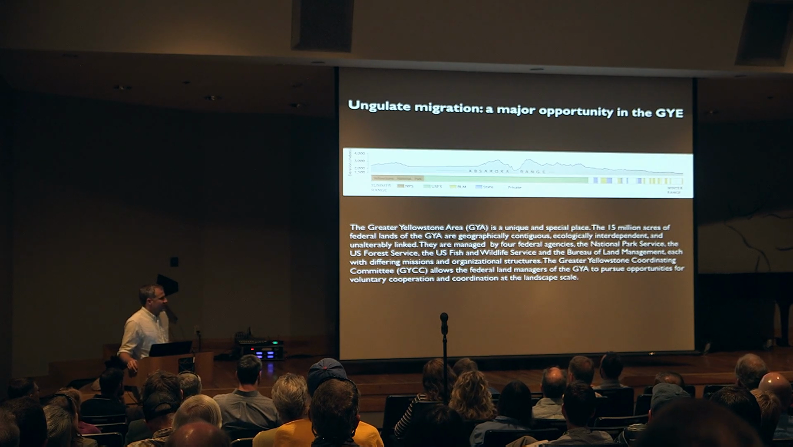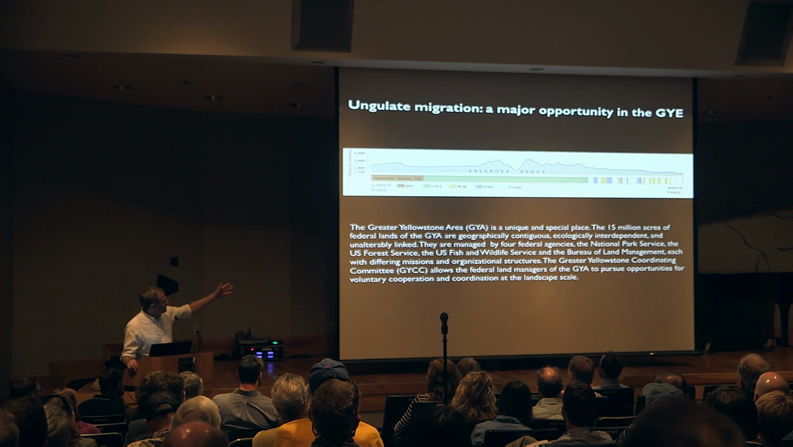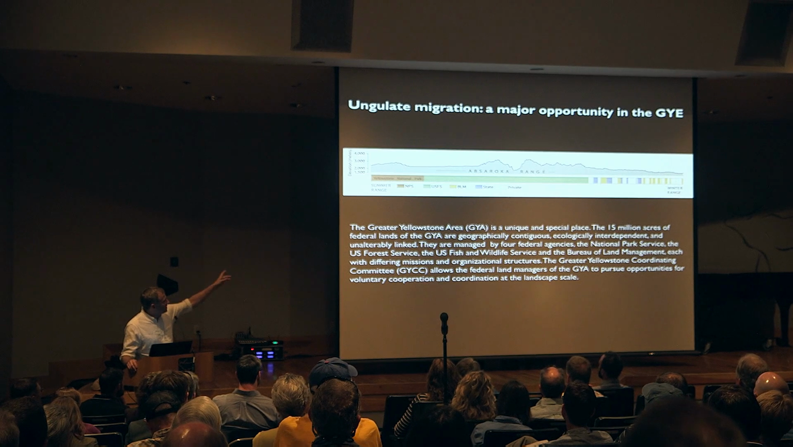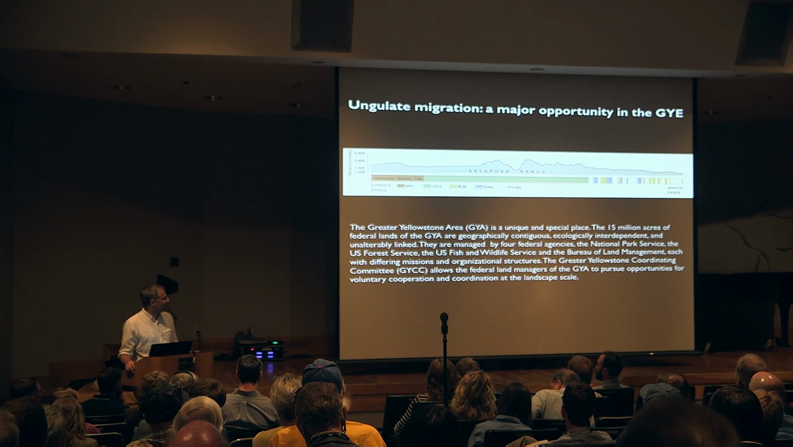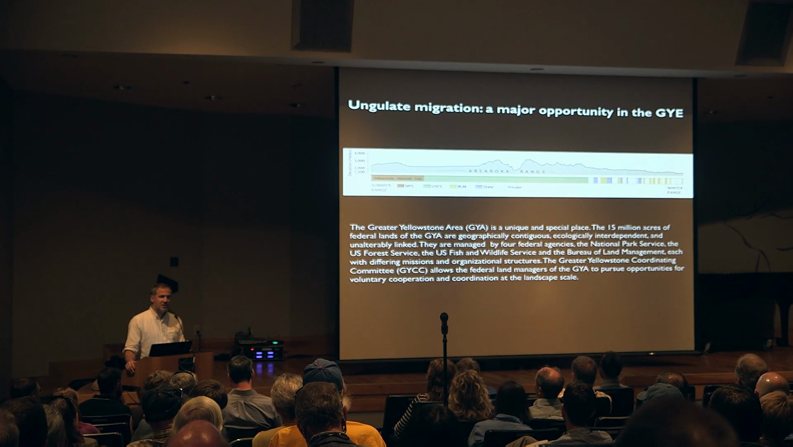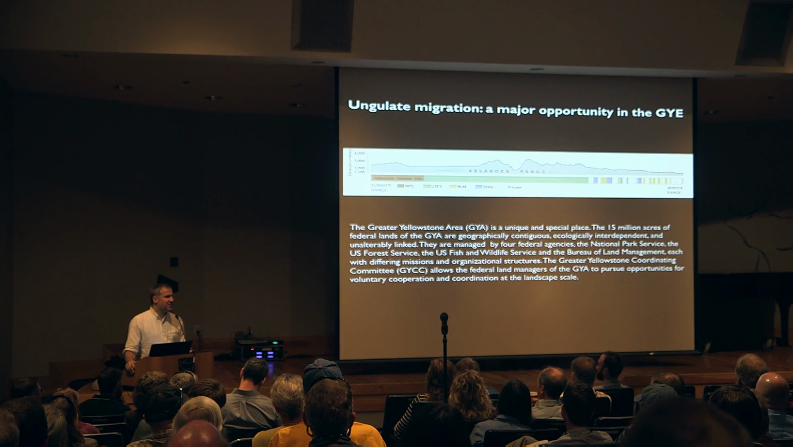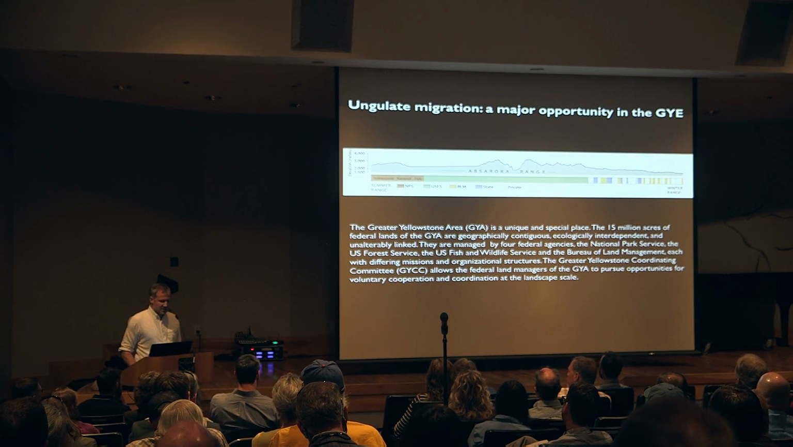And I just want to say, one of the things I think is exciting here today is that I look just at the GYCC's mission and goals. You see each of the federal agencies that manage the lands of the GYE along that jurisdictional profile, and you see a goal of the committee to pursue opportunities for voluntary cooperation and coordination at landscape scale. I could not think of a phenomenon in this system that is more deserving and ripe for that attention. So I applaud the GYCC for giving this phenomenon what I think is its due.